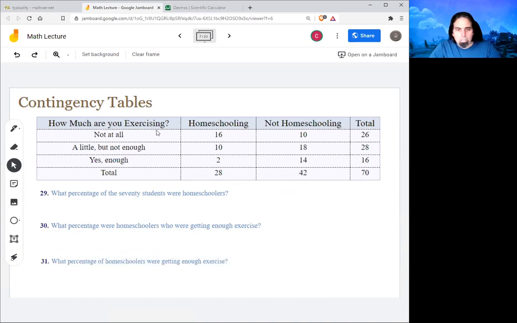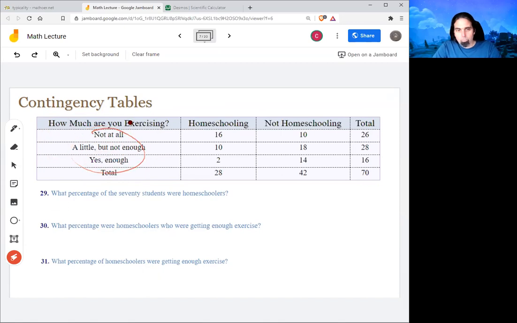So we have 70 different students. That's our grand total of all these students who were asked, but they were asked two questions. One is, how much are you exercising? And there were 3 different responses. Are you exercising enough? Not at all, a little, and yes, I'm exercising enough.